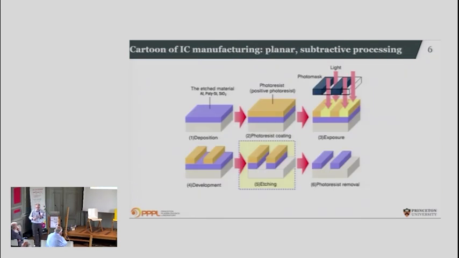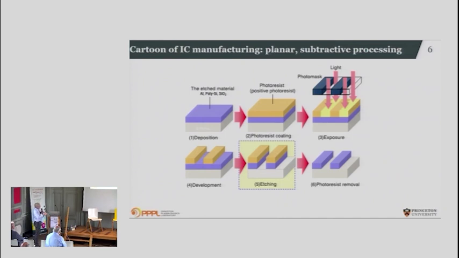Many of you may not know much about how integrated circuits are made. This little cartoon gives you some idea. Basically, it's called planar subtractive processing. One begins with a substrate, maybe a silicon wafer. You deposit a film like aluminum or polycrystalline silicon. The next step is to deposit a material called a photoresist, which is sensitive to light. Then there's a photomask with a pattern in it, and you want to transfer that pattern into the underlying film. The light will pass through certain parts of the mask, but not others. That changes the photoresist chemically in certain locations. You can wash that away after development.